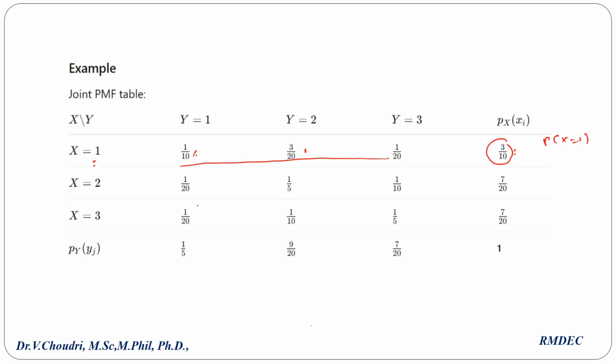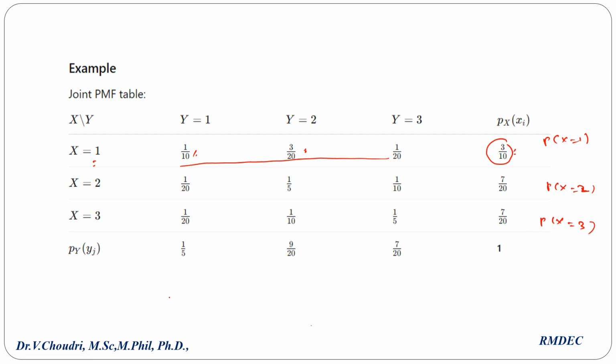Next, for x equal to 2, we have 1/20, 1/5, 1/10. This is the probability of x equal to 2. When we find the marginal function of x equal to 2, we add, summing over y, y equal to 1, y equal to 2, y equal to 3. So we get 7/20. Like that for x equal to 3, we add 1/20, 1/10, 1/5, we get 7/20. This is for P of x equal to 3.